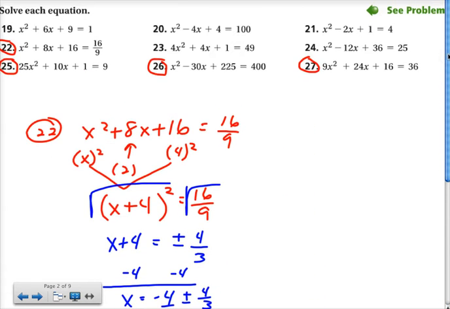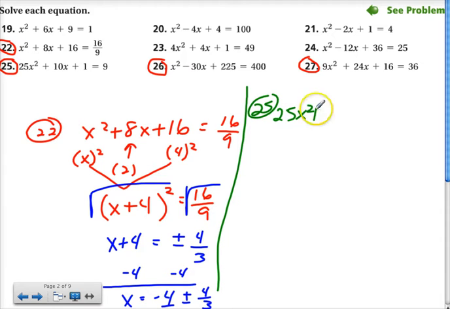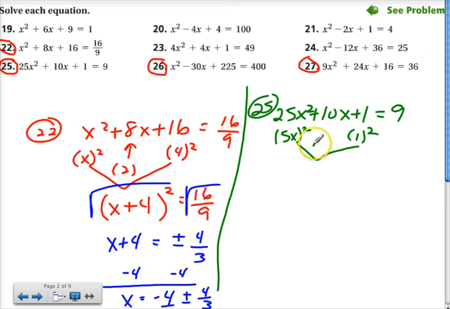Now, the next one would be number 25. All right, and again, you'd start by saying, wow, 25 is a pretty big number. Maybe I can pull out a common monomial factor. But then you realize you don't want to, because that's 5x squared. That's 1 squared. And when you multiply them together and then double them, you do get 10x in the middle.